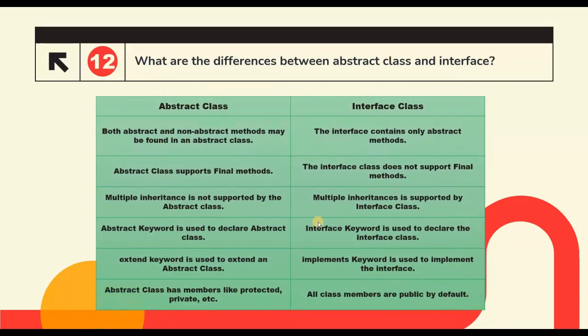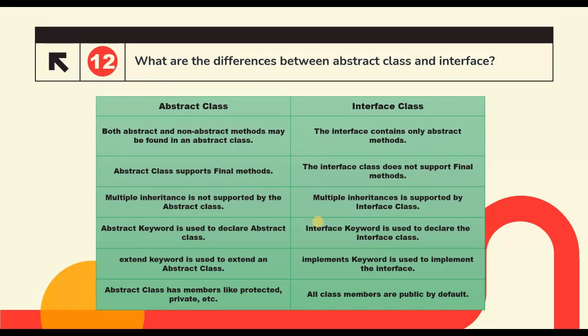Next is the difference between the abstract class and the interface. An abstract class has abstract and non-abstract methods. An interface also contains abstract methods, and after Java 8 an interface also contains default methods. An abstract class supports final methods. An interface doesn't support final methods.